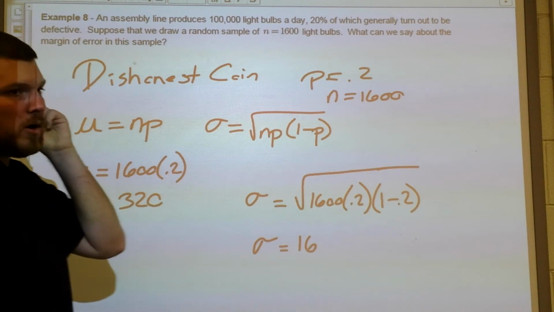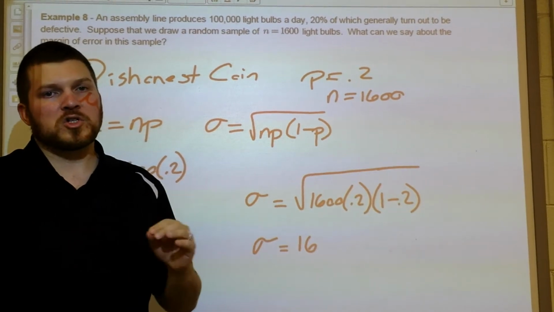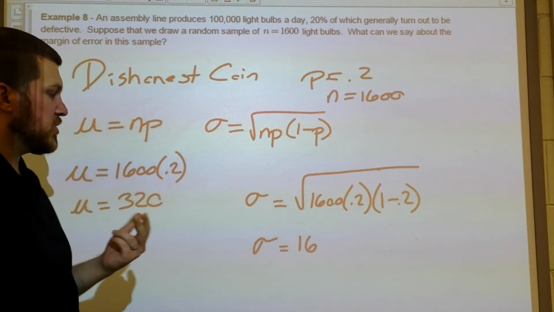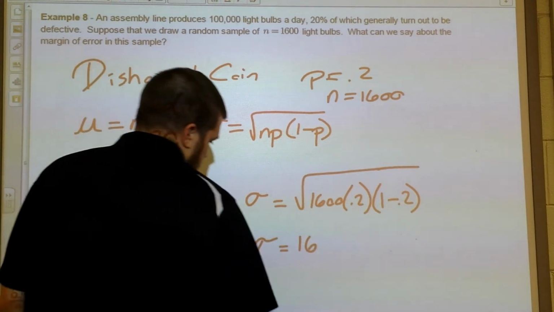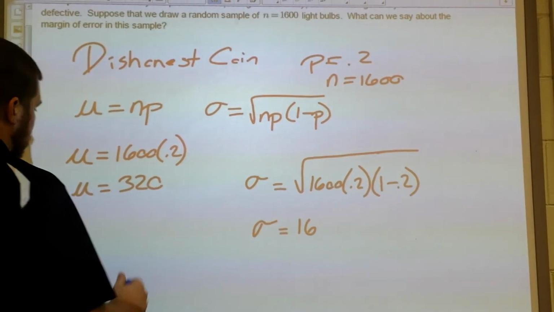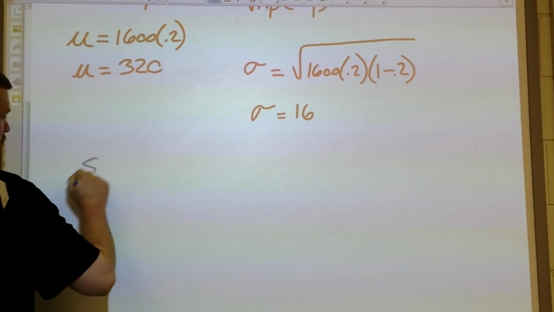Okay, so now we're talking about margin of error. And remember from the previous slide, the margin of error is first based on the standard error. So the standard error, what we're going to use is the standard deviation as part of it. So we need to calculate the standard error.